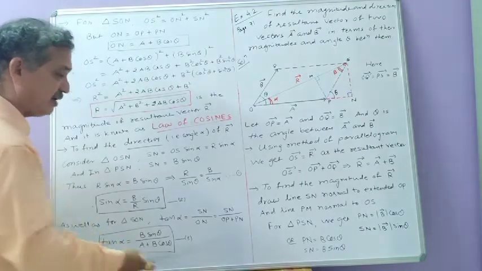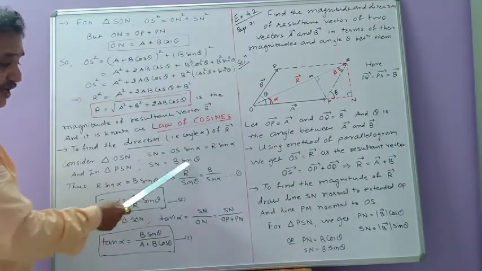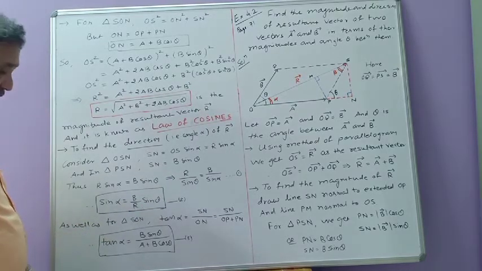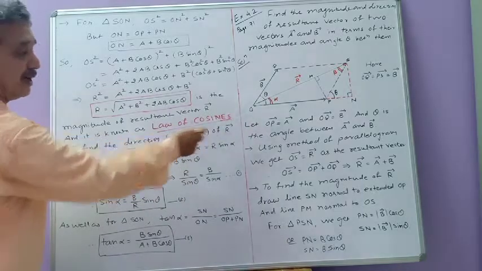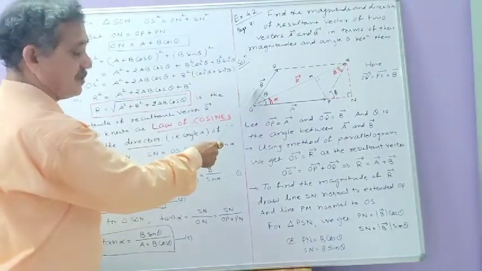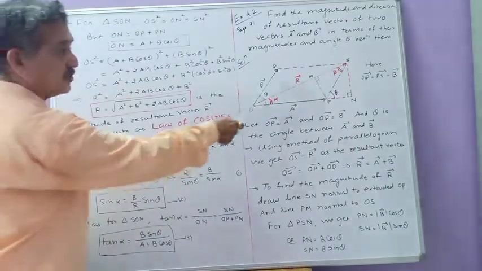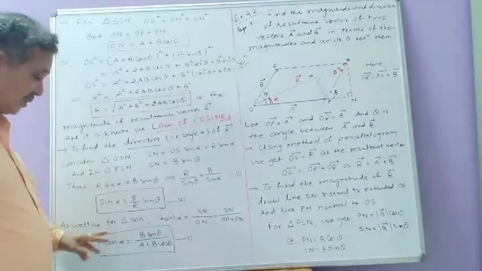From this we can write the equation for sin alpha. So sin alpha equals B upon R into sin theta. This is an important formula to determine the angle alpha: sin alpha equals the magnitude of vector B upon the magnitude of the resultant vector R, into sin theta. This is another formula to determine the angle alpha.